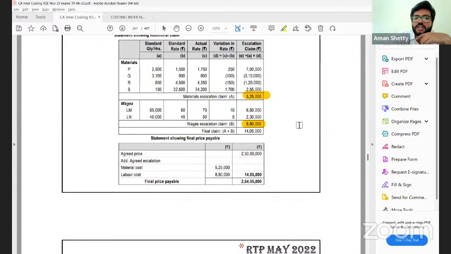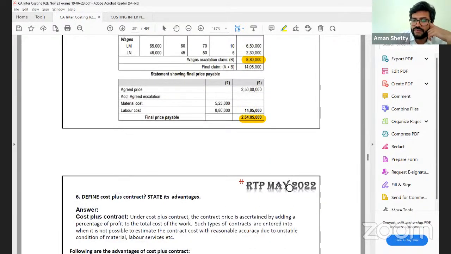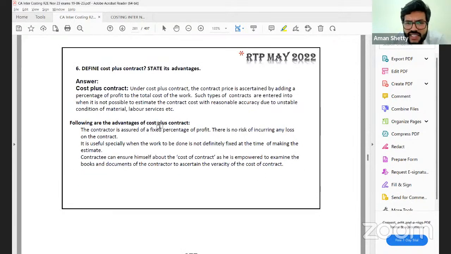Clear, all of you? So to the agreed price of 2.5 crores, you're adding the escalation claim of 14 lakh 5, and the final price payable will be 2.64. Yes, this is theory. You have to read it.